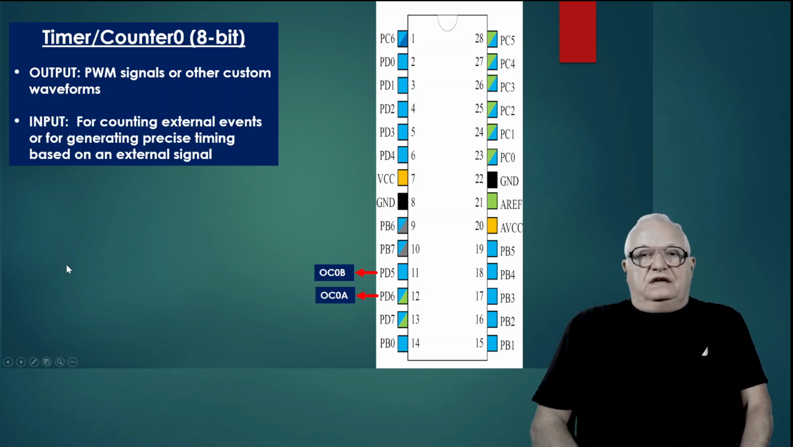Now the timer can also accommodate inputs for counting external events or for generating precise timing based on an external signal. The name for this counter input is T0. It is associated with port PD4, pin 6.